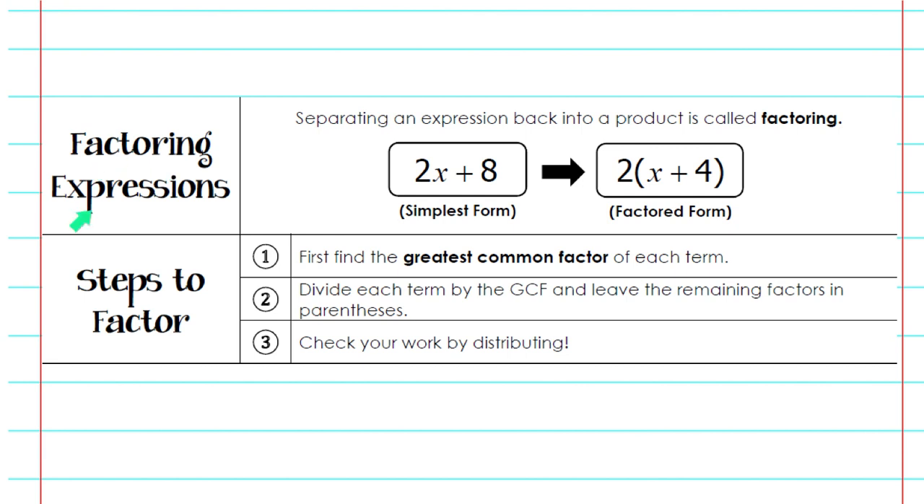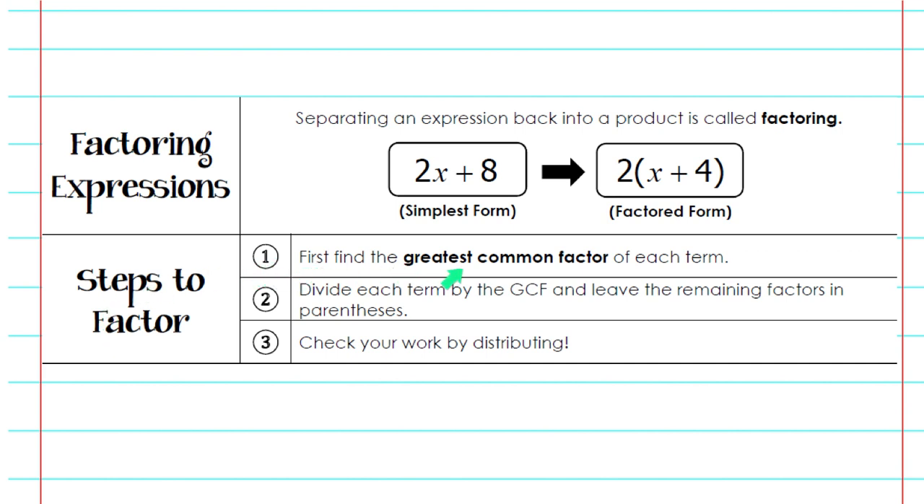So, factoring expressions. Factoring is almost the opposite of distributing, okay? Separating an expression back into a product is called factoring. So in its simplest form it is 2x plus 8. Now factored is pulling the greatest common factor out of the simplest expression and adding parentheses back into it.